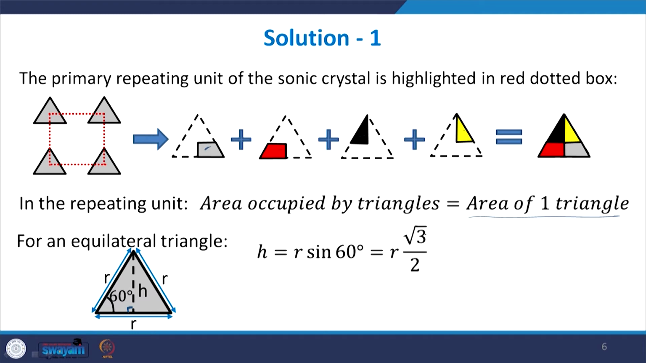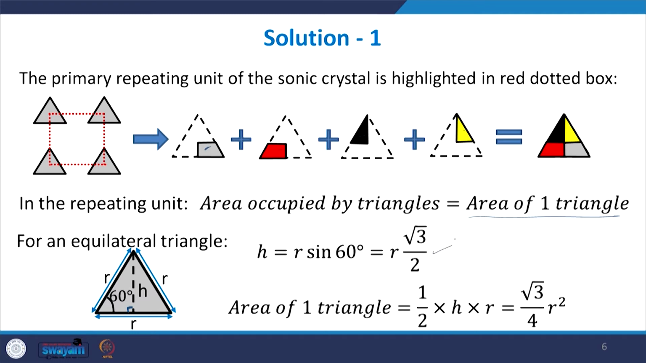So it will be r into root 3 by 2. And the area of the triangle will be half into the height into the length of the base, and the base is r here. H can be represented as r into root 3 by 2. So using this expression what you get is root 3 by 4 r square. This becomes the area of the triangular section.